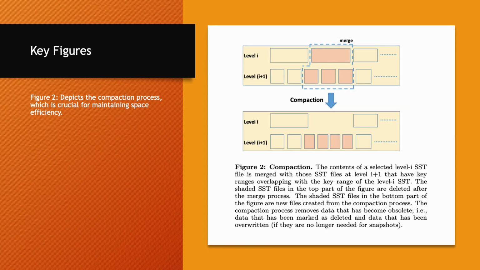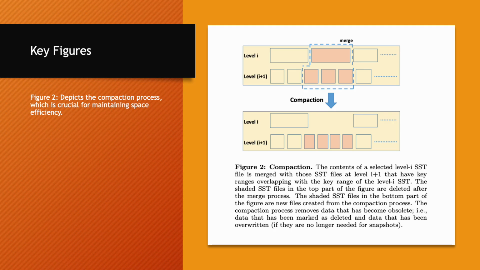A manifest file maintains the list of all SSD files and their key ranges to assist lookups. Here's the second one, which depicts the compaction process, which is crucial for maintaining space efficiency. The contents of the selected level I SSD file is merged with those SSD files at level I+1 that have key ranges overlapping with the key ranges of the level I SSD file. The shaded SSD files in the top part of the figure are deleted after the merge process. The shaded SSD files in the bottom part of the figure are new files created from the compaction process.